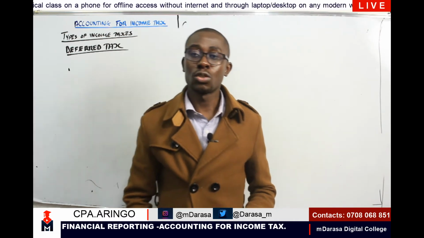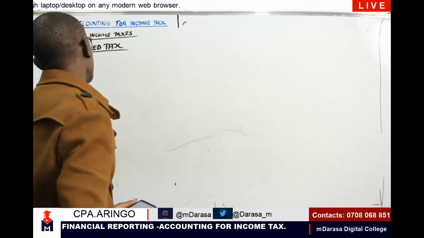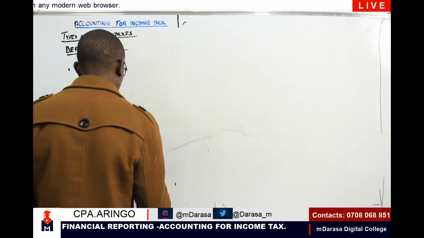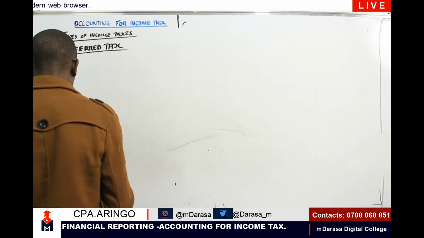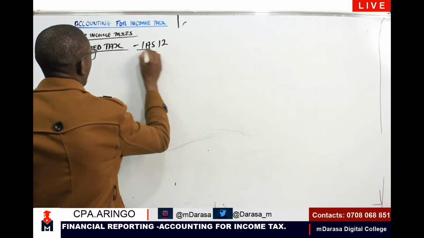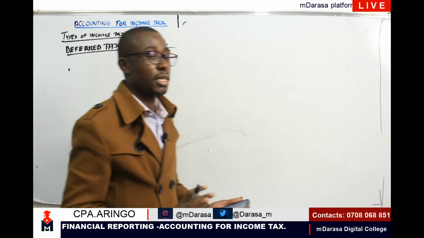According to International Accounting Standards number 12, an entity is required to provide for deferred taxes at the end of each financial year. That is, of course, according to IAS number 12. It requires an entity to always provide the deferred tax account as at the end of each year.